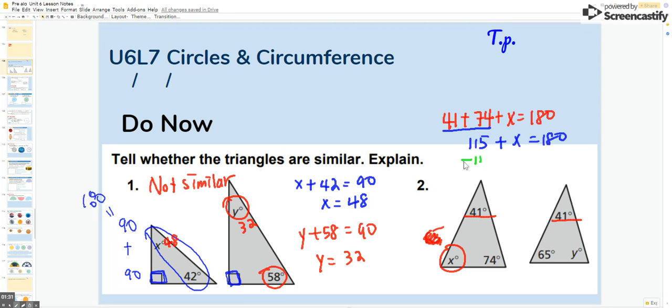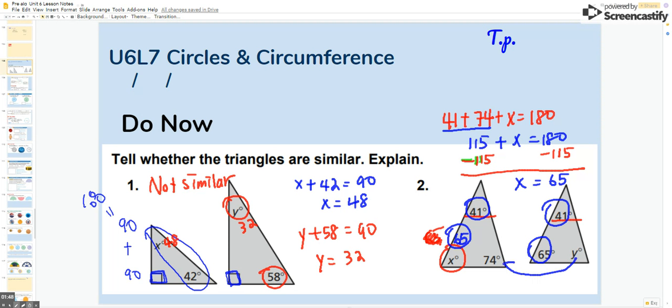So minus 115, minus 115. So x is equal to 65 degrees. So if x is 65, we have 41 and 65, 41 and 65. So the other one, y is going to be automatically 74. So this one, number 2, it is similar.